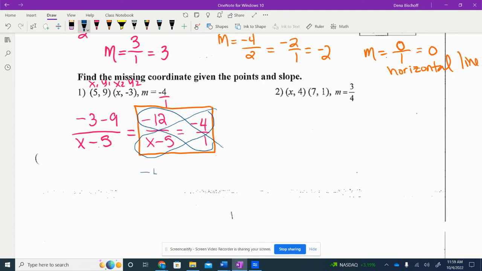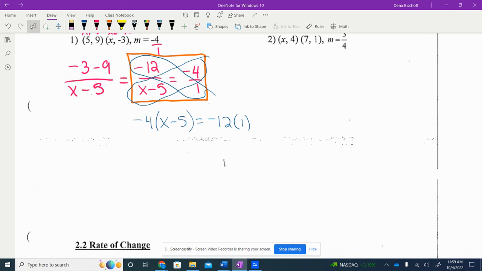So I have -4 times the quantity x minus 5 equals -12 times 1. So now I have an equation that I have to solve. So how am I going to go about doing that? Good job. I need to distribute. -4 times x is -4x. -4 times -5 is +20 equals, let's see, -12 times 1 is just -12.